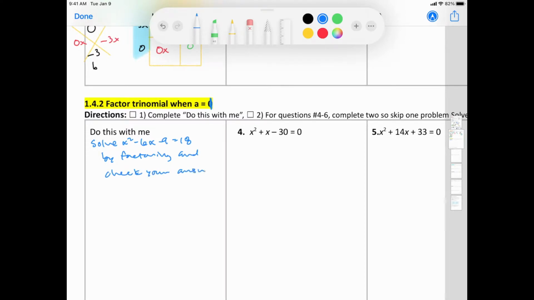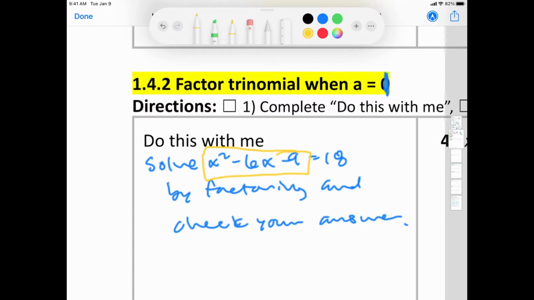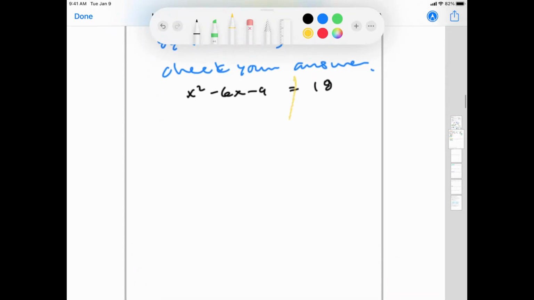Okay, some students will be tempted to just factor right there in the yellow box. And that would be a mistake because question, is that equal to 0? It is not. So x squared minus 6x minus 9 equals 18. I'm going to draw this line down my equal sign. And then I'm going to subtract 18. Put that underneath the like terms. X squared minus 6x, that would be negative 27 equals 0.